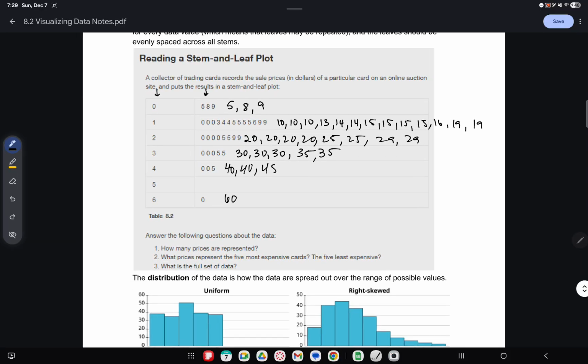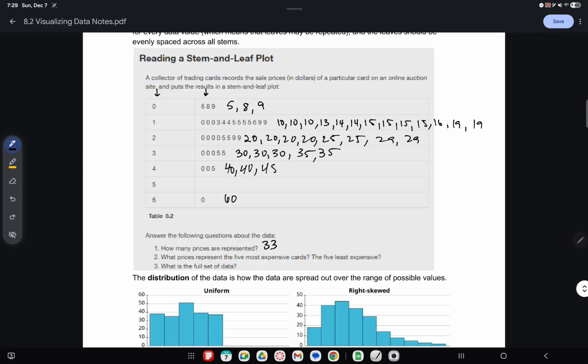Alright, how many prices are represented? So we just count the digits. So 1, 2, 3, 4, 5, 6, 7, 8, 9, 10, 11, 12, 13, 14, 15, 16, 17, 18, 19, 20, 21, 22, 23, 24, 25, 26, 27, 28, 29, 30, 31, 32, 33.